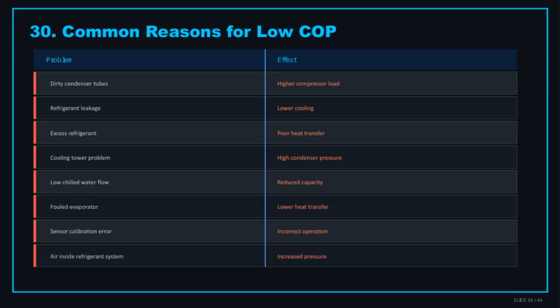Let's talk about what can drag down a system's efficiency, its coefficient of performance, or COP. There are plenty of reasons why it might be low. For example, increased pressure inside the refrigerant system, or incorrect operation and sensor calibration errors.